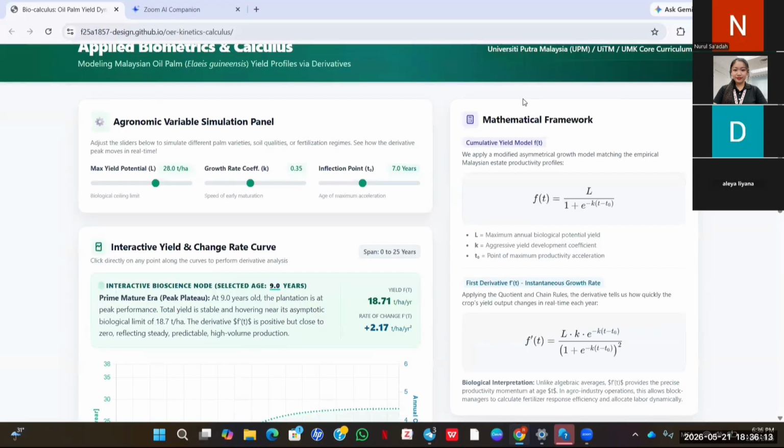Section 4 is the mathematical framework. This section explains how calculus and mathematical models are used to estimate agricultural productivity. These equations help scientists analyze growth patterns and project production efficiently.